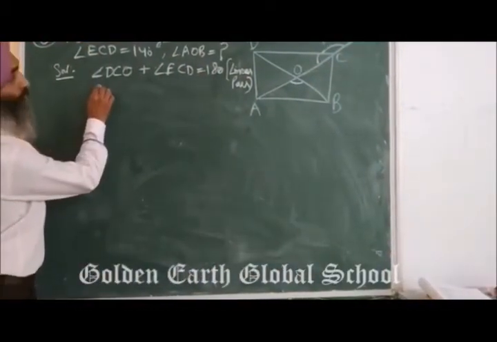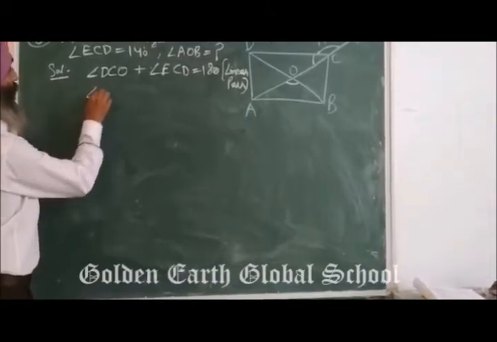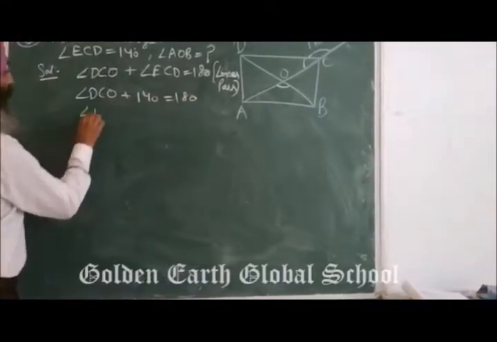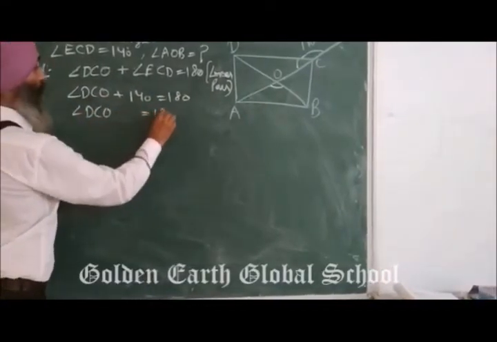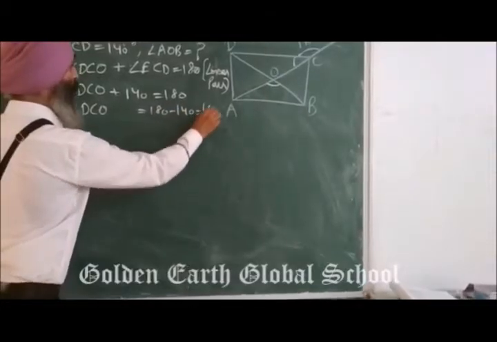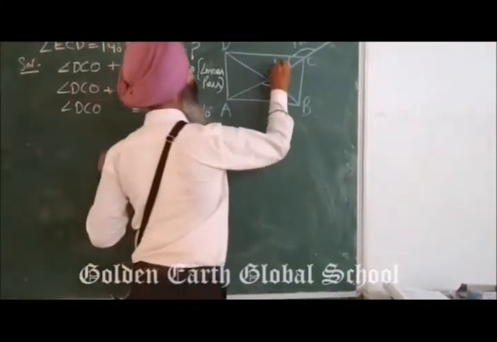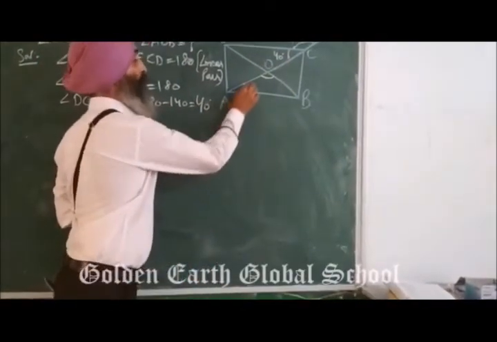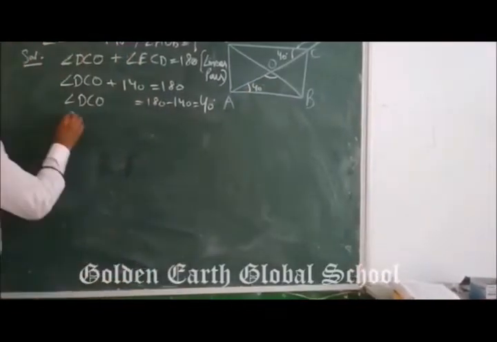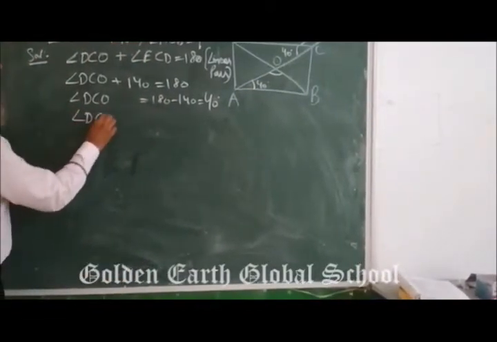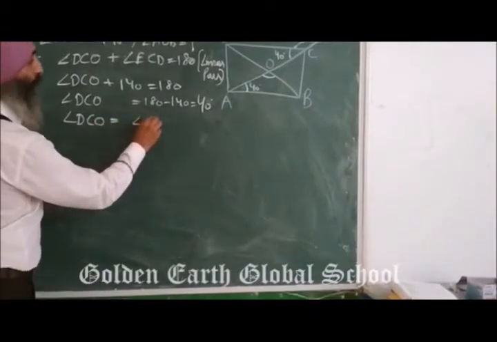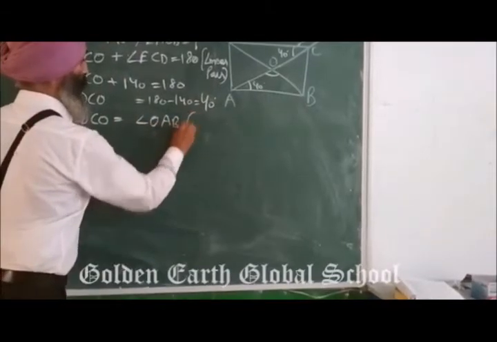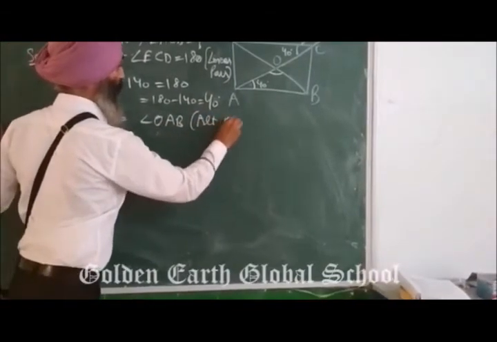So DCO is not given, and this is 140. So DCO would be 40, by subtracting it from 180. So this 40 degree has come. So you can say that if this is 40, then this would also be 40 because they are alternate angles. You can say that angle DCO is equal to angle OAB. Why? They are alternate angles.